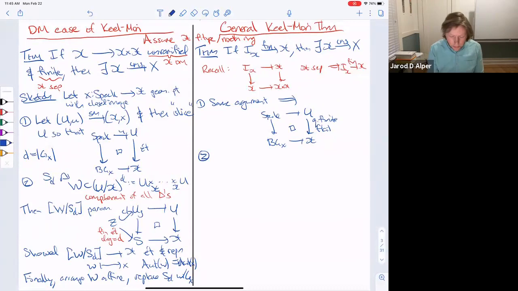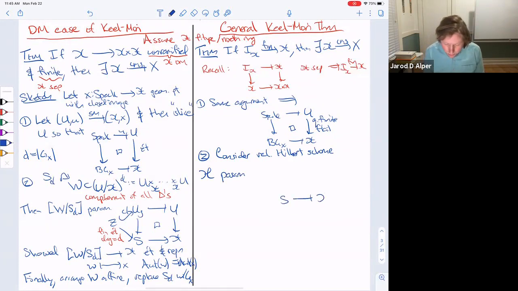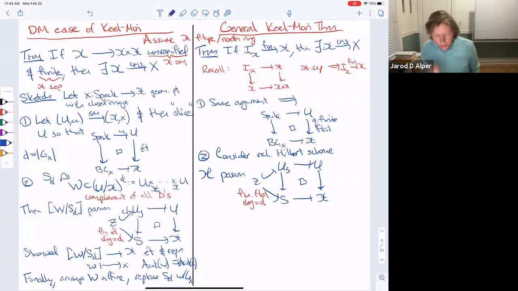So you consider the Hilbert scheme, or the relative Hilbert scheme, let's call it H, parameterizing diagrams. An S-valued point of the stack is going to correspond to first a morphism to X, and then a closed subscheme of the fiber product where this map is no longer étale, but it's finite and flat and degree D. So you need to use this relative Hilbert scheme, but since U over X is representable, there's no real issue in constructing this Hilbert scheme if you rely on the existence of Hilbert schemes in the case of schemes.